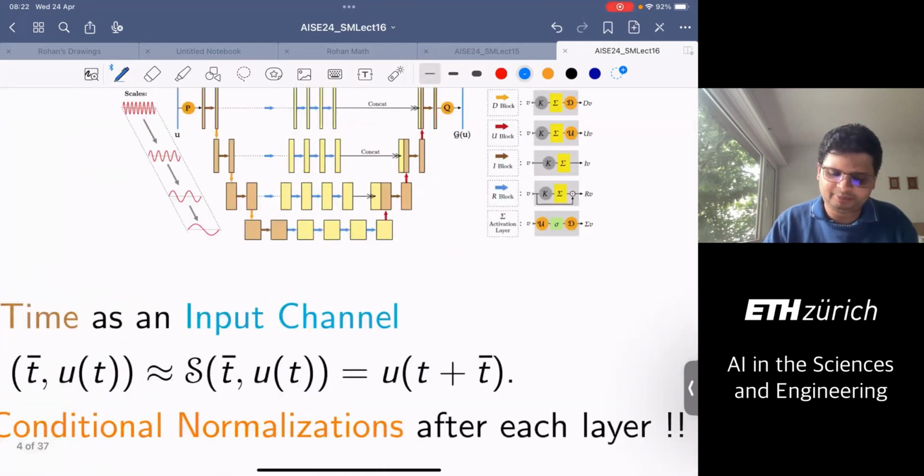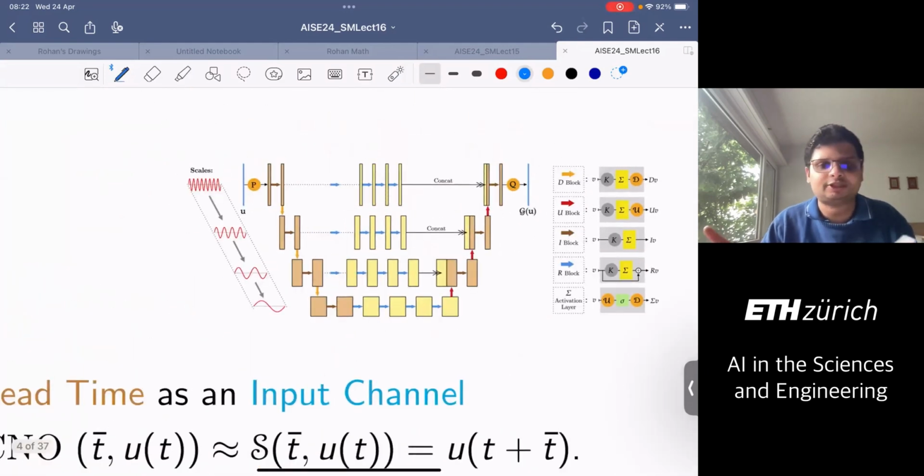So here is a typical example. You have CNO. This is just an example. It could be FNO, it could be DeepONet, whatever. And you remember that we have a sequence of layers which are stacked up together as in any neural operator. So you start off with the input and then you have these convolutional layers, you have these residual layers, and so on and so forth.